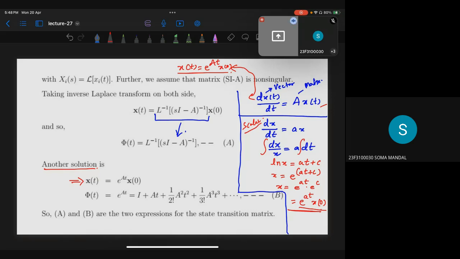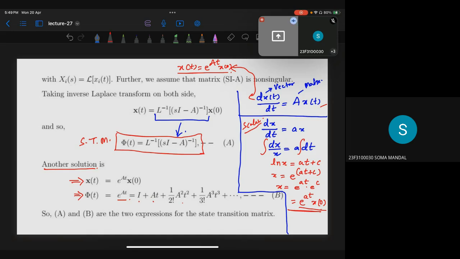Now what is e power x? e power x is 1 plus x plus x square by 2 factorial and so on. So e power At is 1 plus At plus 1 by 2 factorial A square t square, etc. That is how you can write it. This is also another way. But mostly to find phi of t, we use the Laplace method. Clear? State transition matrix. Okay, any doubt?